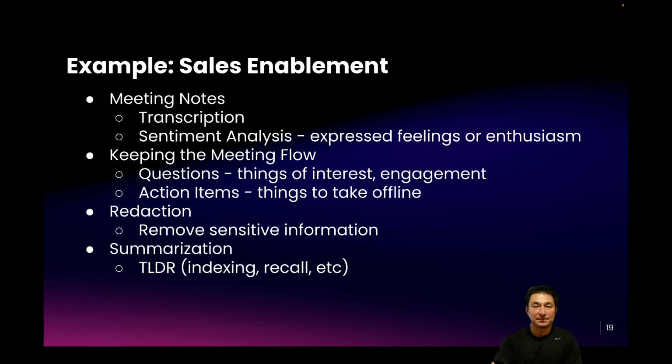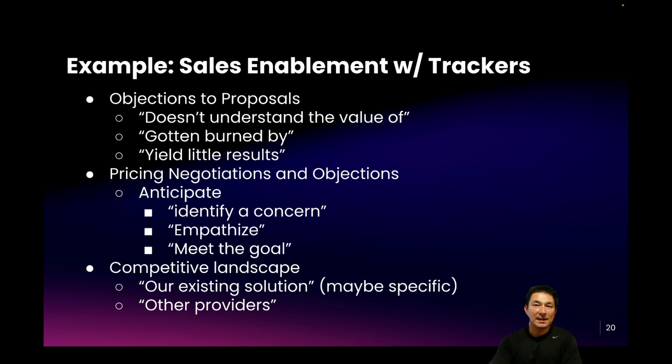The Symbl platform has an awesome feature called Trackers, which allows you to customize notifications or triggers based on tailored words and phrases specific to your business. Essentially, this lets you augment the model without having to understand artificial intelligence and machine learning. Things that can be done with Trackers are detecting objections to proposals by providing phrases like, doesn't understand the value of, or got burned by, or yielded little results.